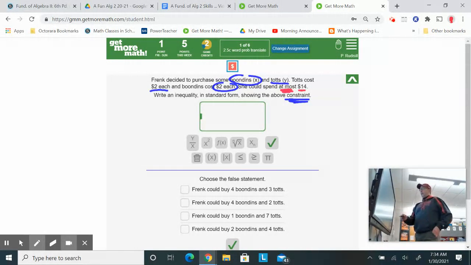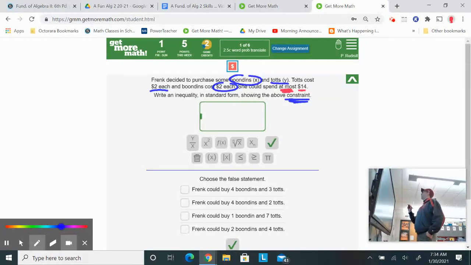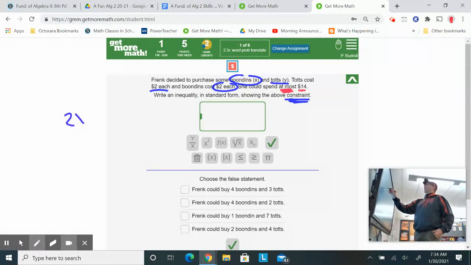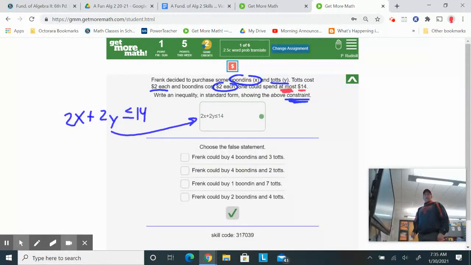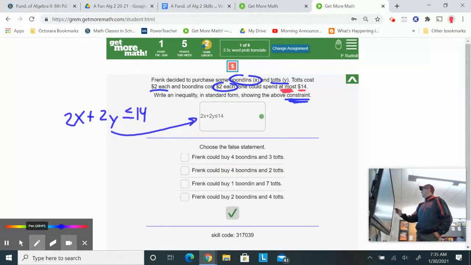So let's think about this. Boondins are X's. They're $2 each. So $2 for every Boondin. And the tots are also $2 each. So that's $2 for every one of those. And if you add them together, she can spend up to 14. So less than or equal to 14. That's the most you can spend. So I'm going to tap this over here. Let's see what we got. So that's correct.